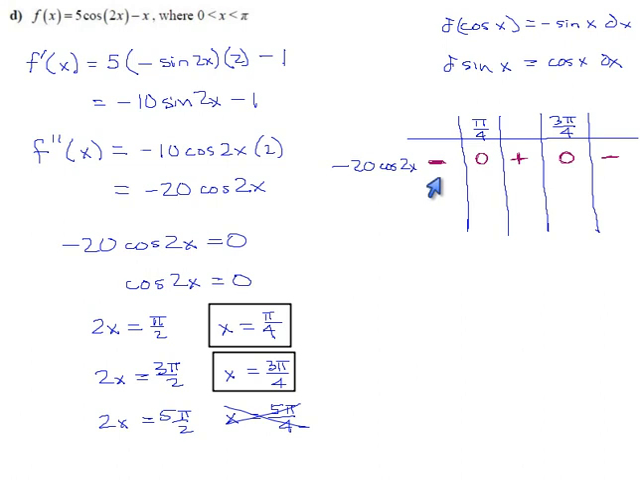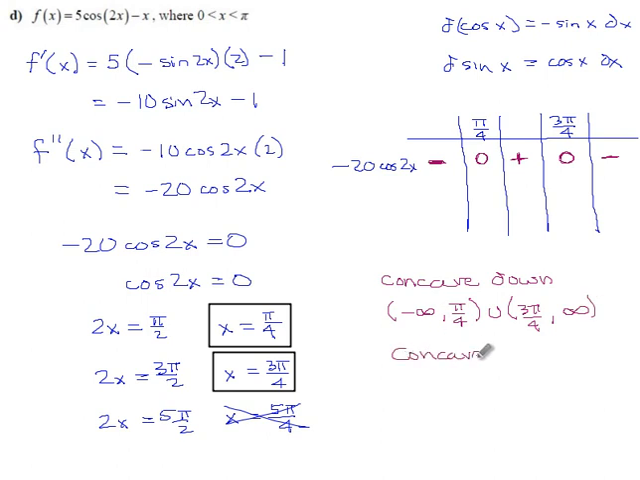So our intervals of concavity, of course, are that it's concave down below pi by 4. Here, I'll write this out. I don't always write them out, but I should do one occasionally. It's concave down from minus infinity up to pi by 4, and also from 3 pi by 4 to plus infinity. It's concave up in between here, so from pi by 4 to 3 pi by 4.